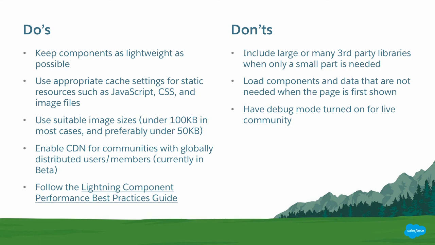And the last thing is the debug mode in Lightning. We have seen from time to time that some production communities have the debug mode turned on for Lightning components. One thing that you might not know is that turning on debug mode not only helps debugging, but it also has a negative impact on performance, because it has to download the verbose version of all the code to the client for you to debug. So you might want to make sure that you don't have it on in your production communities.